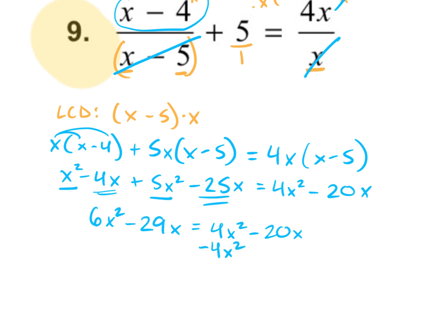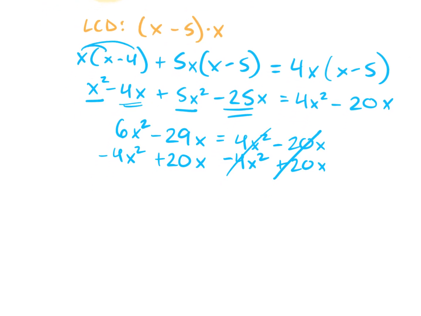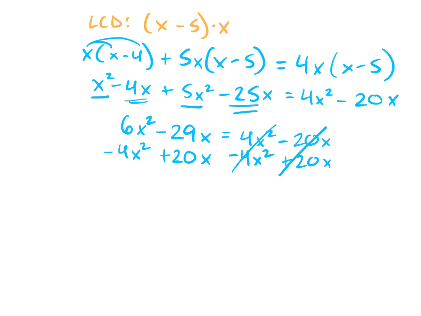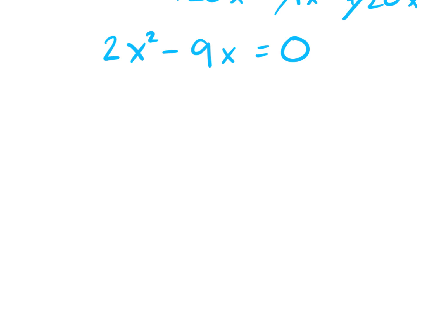I'm going to subtract 4x squared to move it to the other side and add 20x to move it to the other side. When we have an x squared and an x, what do we need to do to solve? We're going to have to factor, so we need it to be equal to 0. So we get 2x squared minus 9x is equal to 0. Well, what would we do after this? Equal it to 0, but how do we factor this? Take out an x. So we have x and 2x minus 9 is equal to 0.